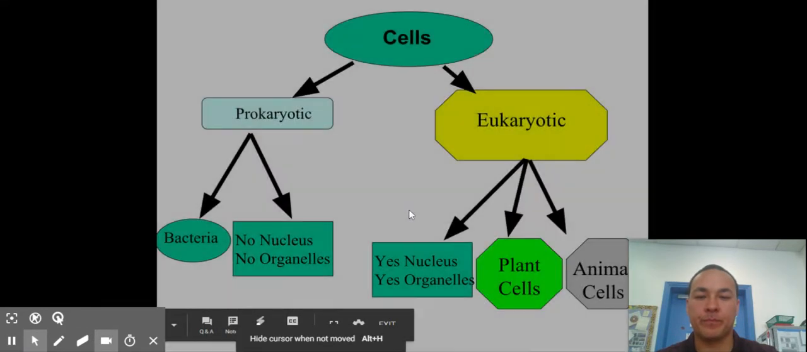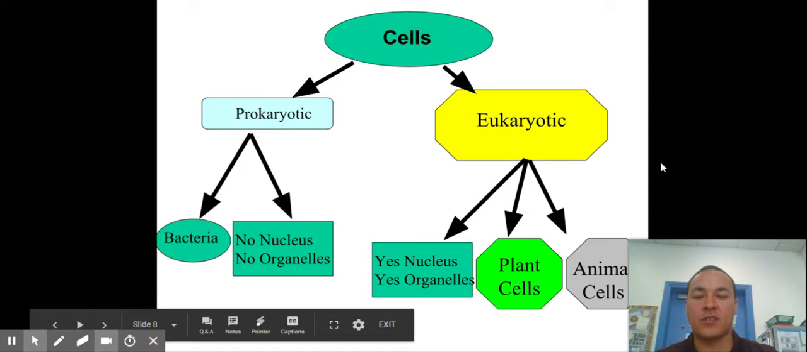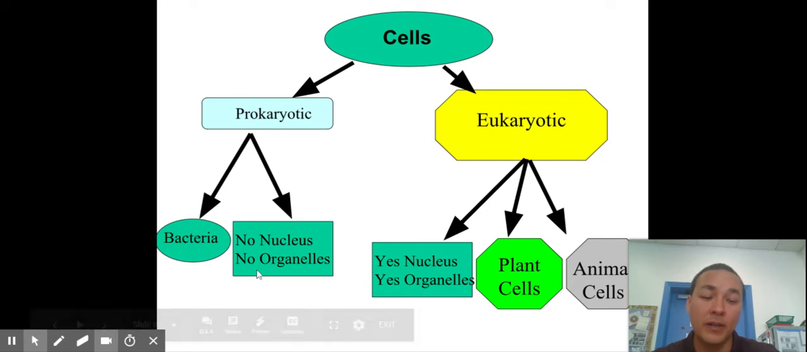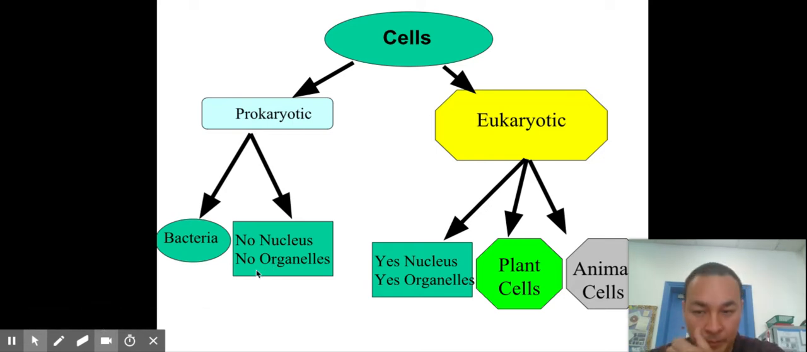Okay, so here's a little flow chart for you, just as a little reminder. Pro means before the nucleus, right? So another thing, pro means no. So no nucleus, no membrane-bound organelles. Bacteria do have things like ribosomes and cilia and flagella and cell walls and cell membranes.